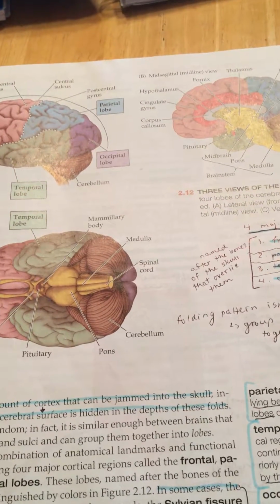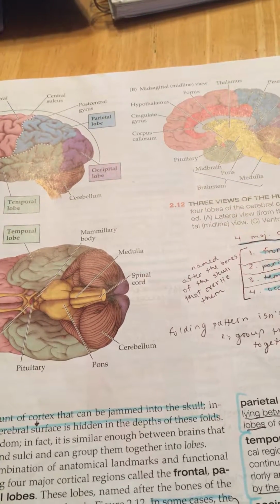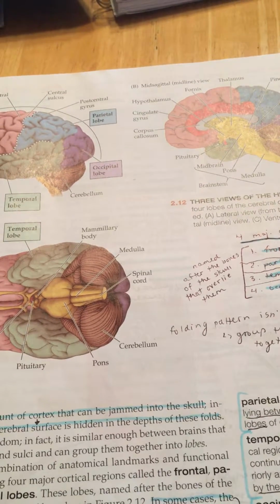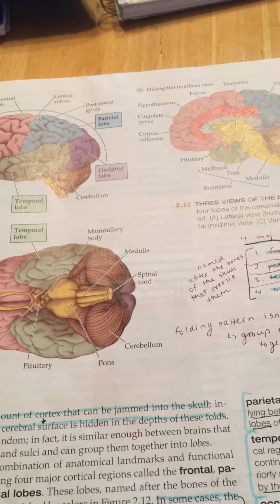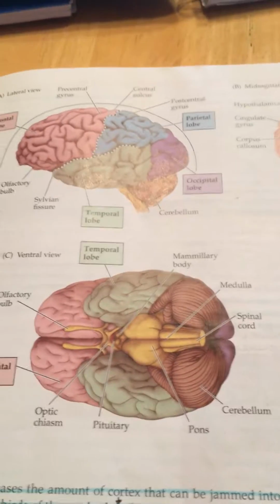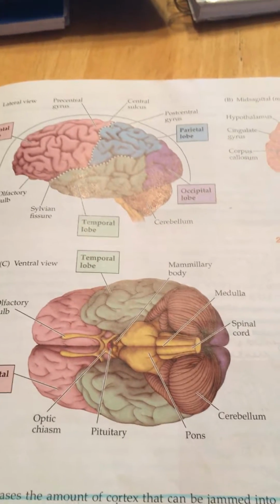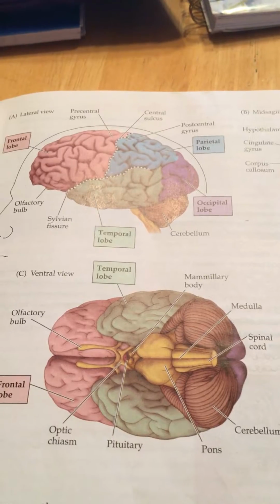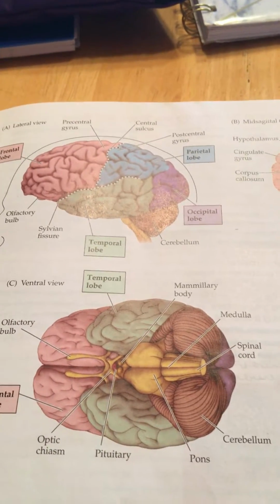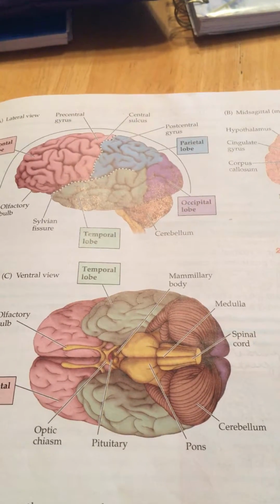The folding pattern, however, it's important to note, is not random. The gyri, which are the ridges of tissue on the cerebral cortex, and the sulci, which are the furrows of a convoluted brain surface, are grouped together in lobes. This therefore forms the four major cortical regions. Each region is named after the bones of the skull that overlie them. This image is found on the top of page 41, which is definitely very important to look into. However, the four major cortical regions are the frontal lobe, the parietal lobe, the temporal lobe, and the occipital lobe.